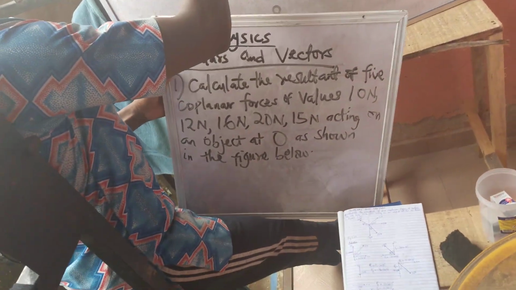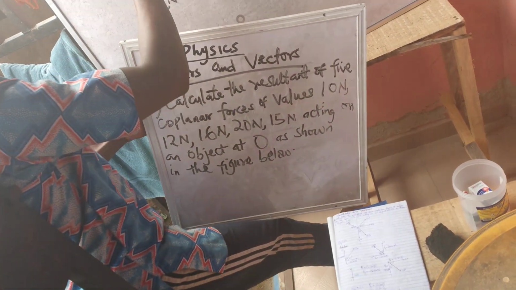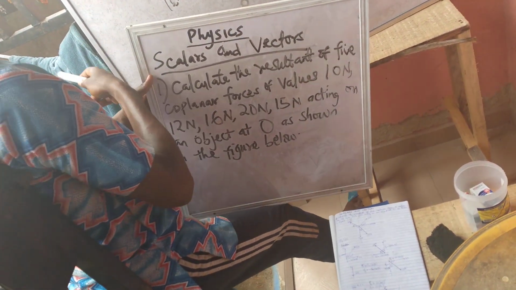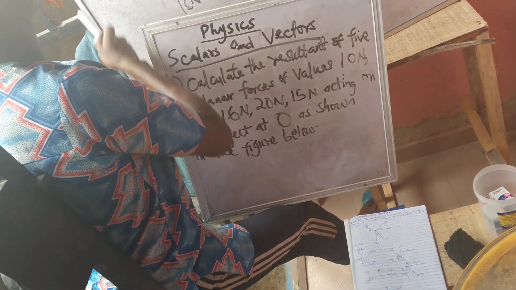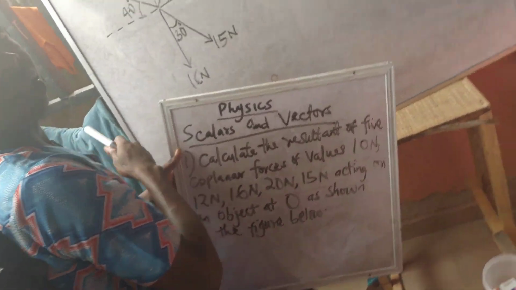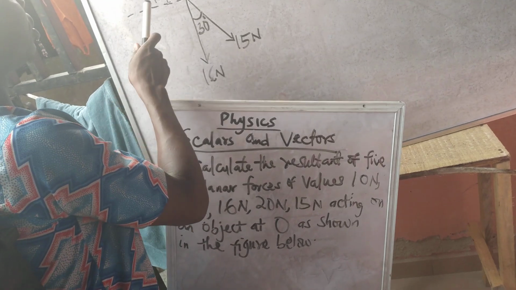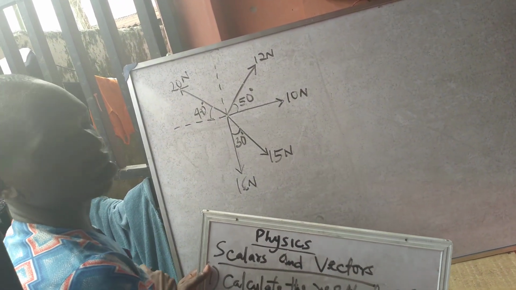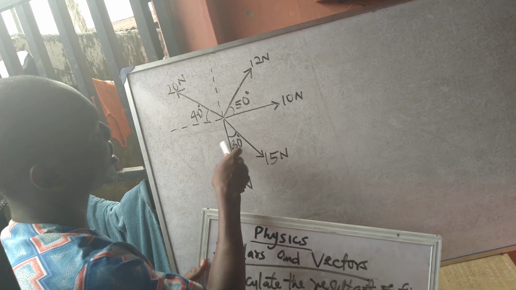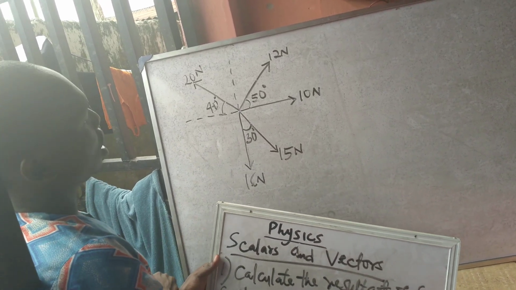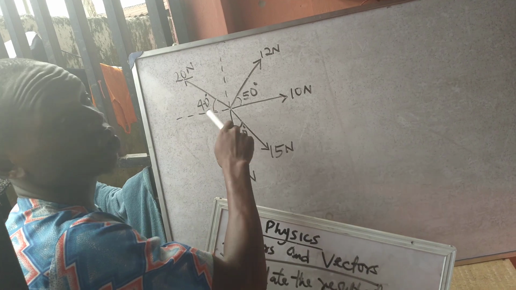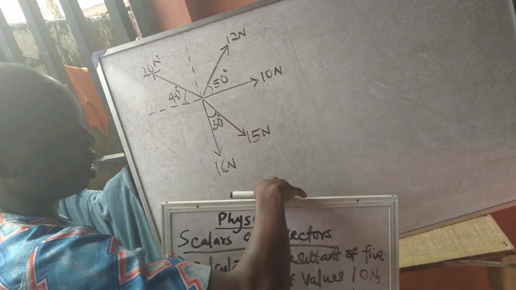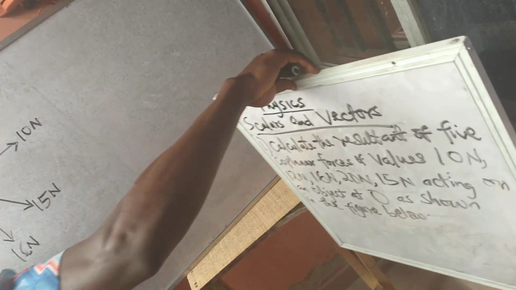You see here that there is a force 12 Newton inclined at 50 degrees to the horizontal. There is a force 20 Newton inclined at 40 degrees to the horizontal. There is a force 16 Newton which is on the vertical axis. A force 15 Newton inclined at 30 degrees to the vertical. And then a force 10 Newton directly on the horizontal axis. Alright, let's look at that question.